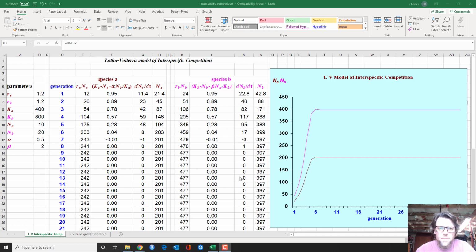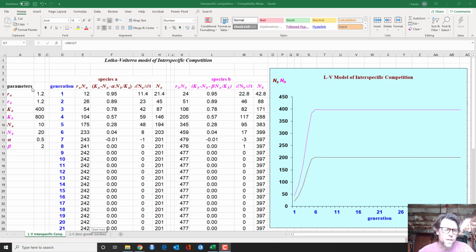So this model is similar to the last model, as I was saying, and I want to show you briefly how the model works. There are two tabs you'll notice. There's this Lotka-Volterra tab for interspecific competition, and then there's one for zero growth isoclines. So I'll talk about that as well.